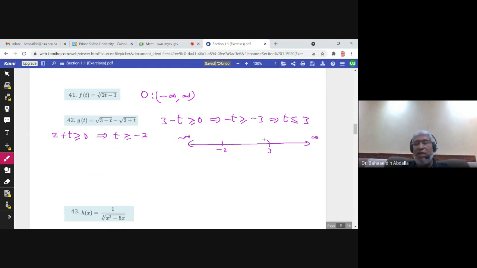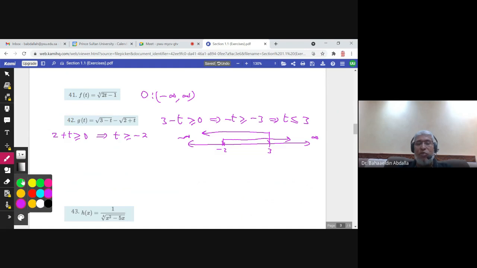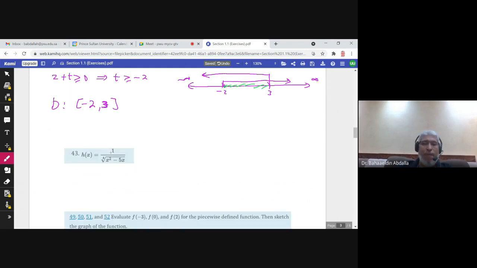t should be less than or equal to 3. So it is to the left of 3. And t should be greater than or equal to negative 2. So it should be here. So I have these two conditions, and the two conditions together must be satisfied. The two conditions are satisfied here in this interval from negative 2 to 3. From negative 2 to 3, t is greater than negative 2, and it's also less than 3. So the domain of this function is from negative 2 to 3.